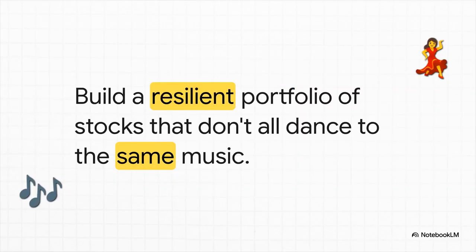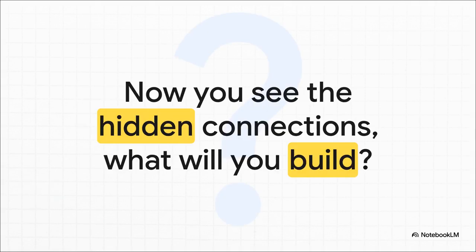The goal of all this analysis is simple, but it's incredibly powerful. It's to consciously build a resilient portfolio where all your assets aren't just marching to the beat of the same drum. You want a symphony, not a marching band. By looking at these correlation distributions, you're basically getting a pair of X-ray glasses. You can see the hidden framework, the invisible connections inside your own portfolio and the market itself. So the final question is, now that you can see them, how are you going to build your portfolio differently?